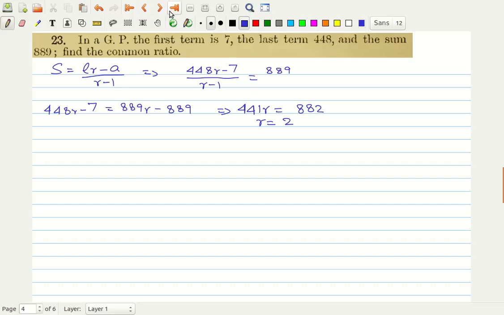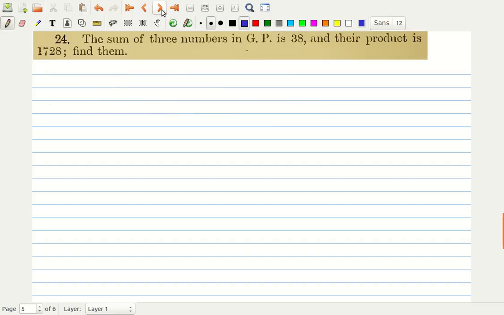Let us look at problem number 24. The sum of the three numbers in GP is 38 and their product is 1728. Find them. So let us say that our three numbers in GP are A by R, A and AR. Our common ratio is R. So I am taking the three terms of the geometric series as A by R, A and A times R.